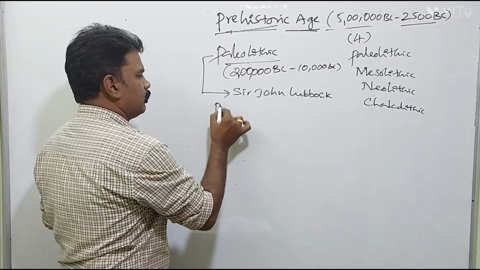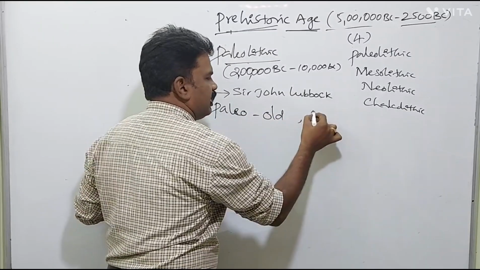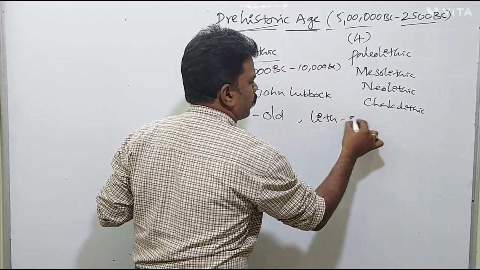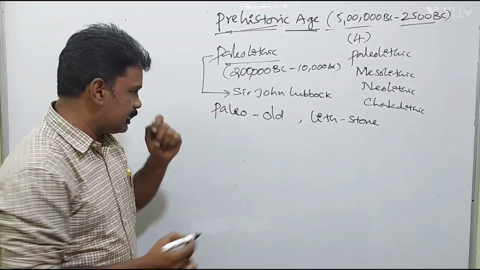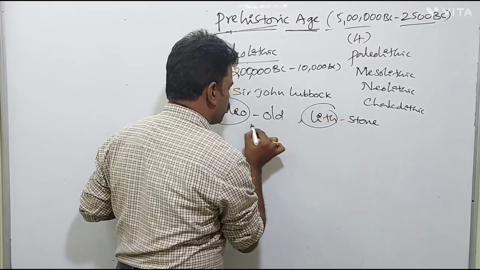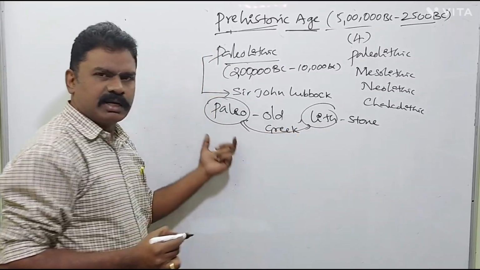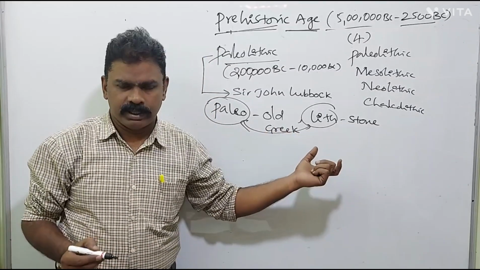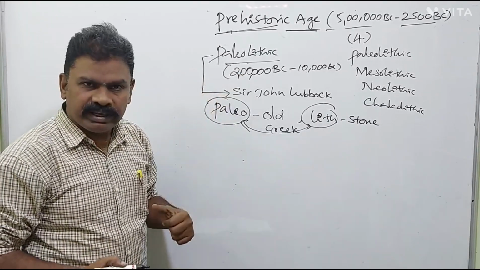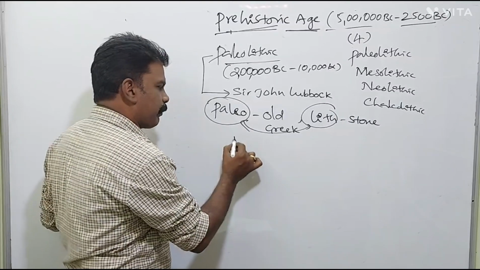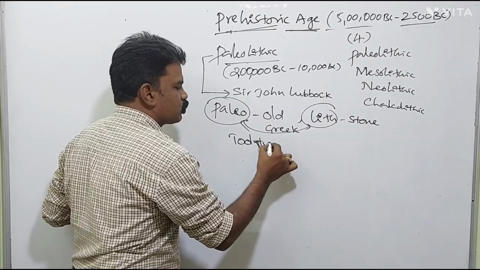Paleo means old, lith means stone. That is the Old Stone Age. These two words, paleo and lith, are Greek terminologies. The Paleolithic is based on the tool typology of this period. They used different types of tools.